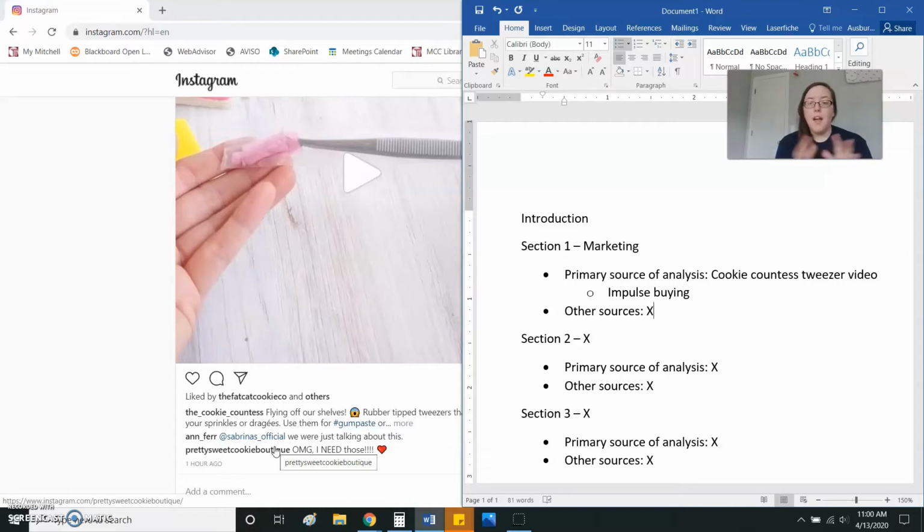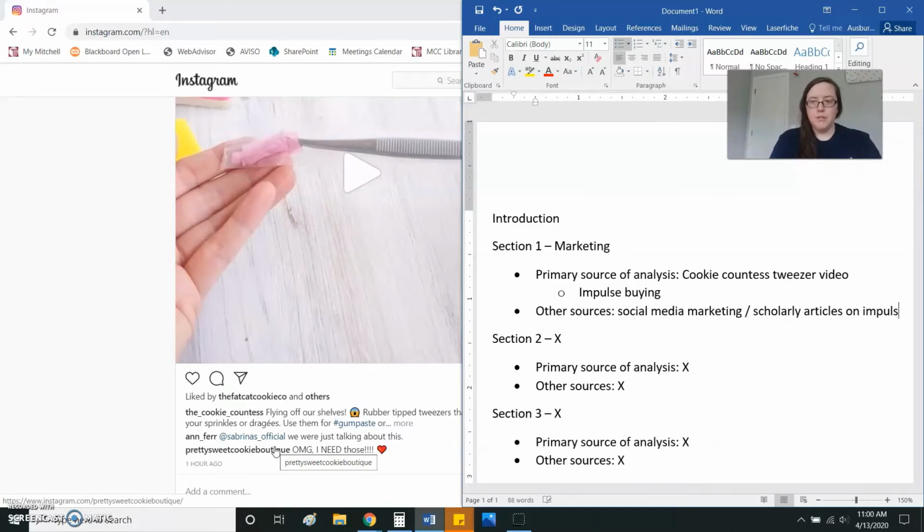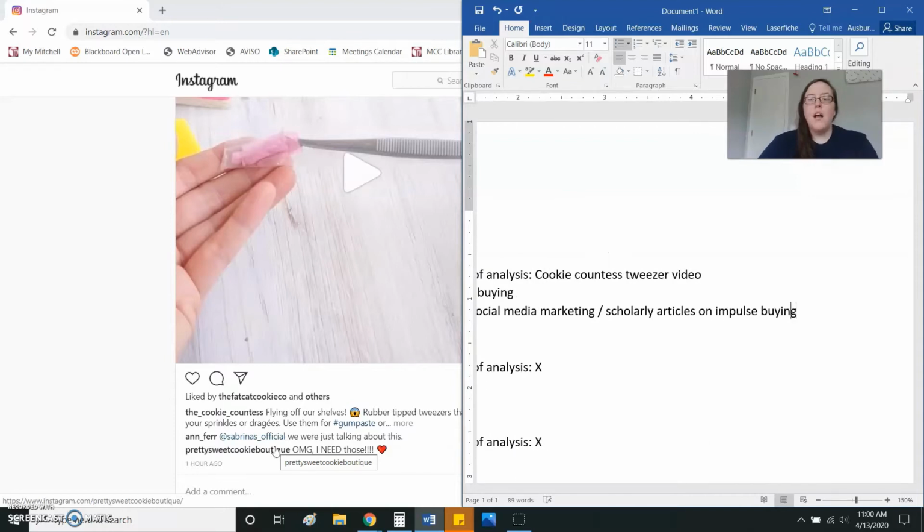And so my primary sources would be marketing, and then maybe the comments of people saying, I need this, I must have it, I just purchased this, I couldn't wait, things like that. My secondary or other sources would probably be scholarly articles on impulse buying, or any other articles on social media and marketing, something like that. Social media, marketing, scholarly articles on impulse buying. Okay.